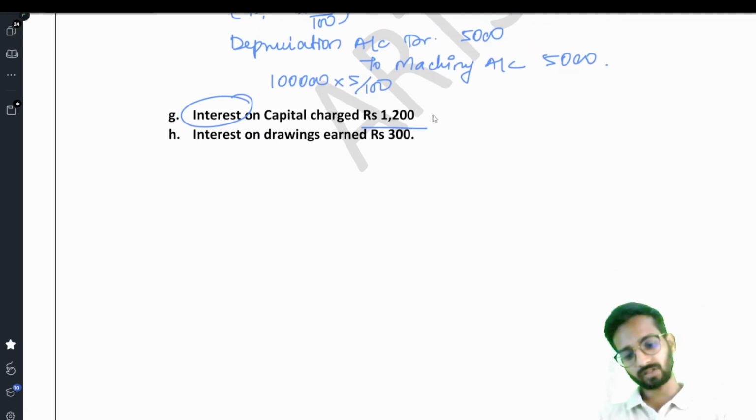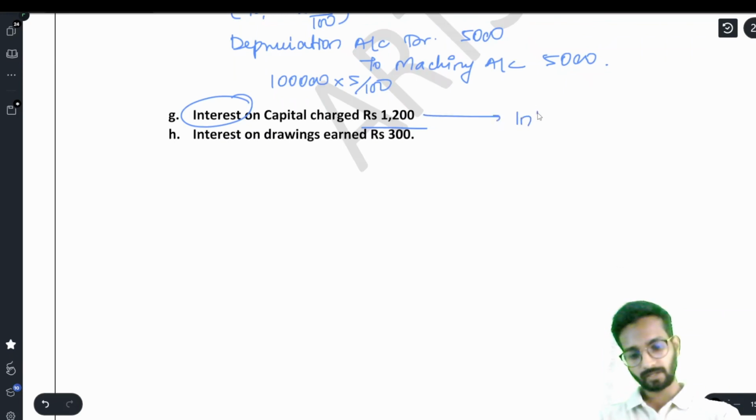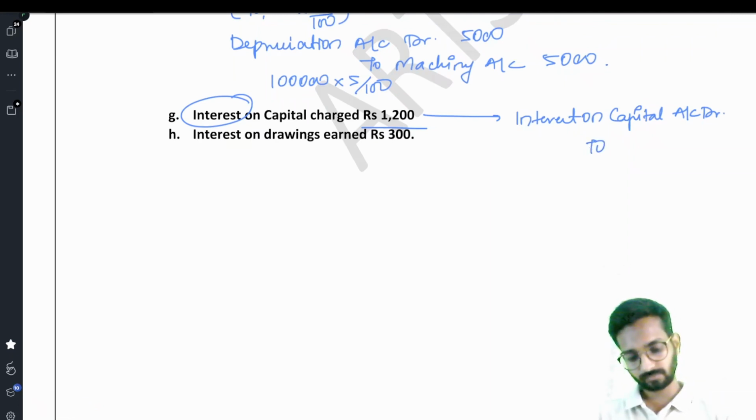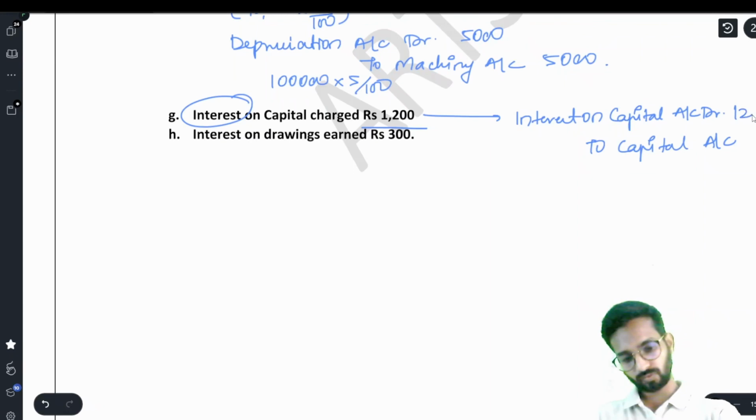So the entry for this will become interest on capital account debit to capital account. How much? 1200.